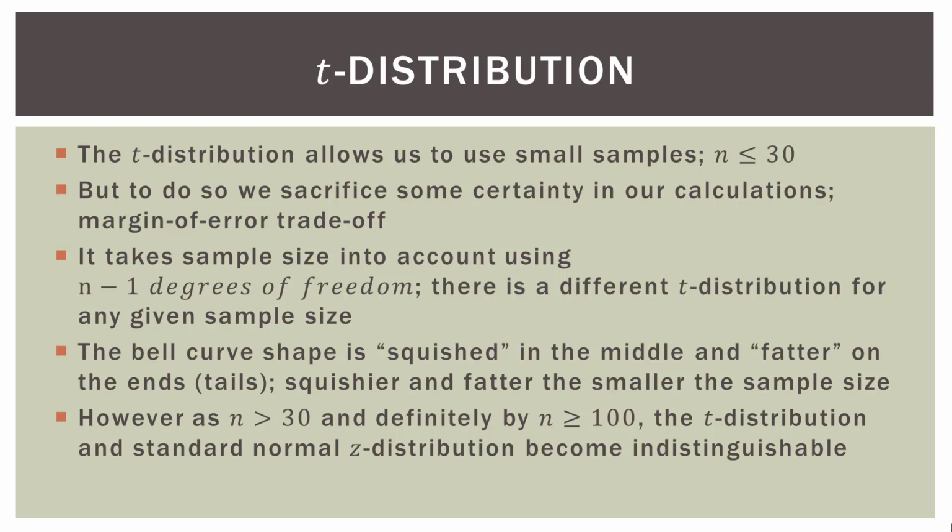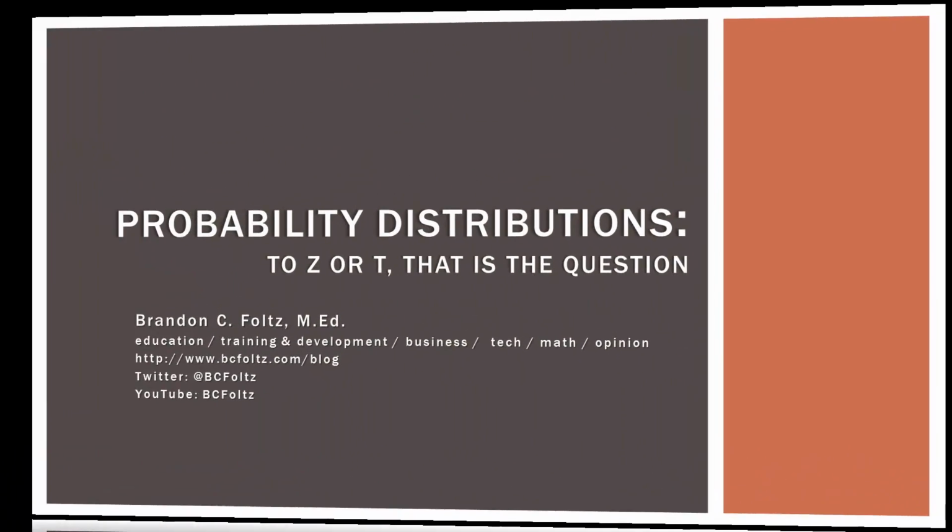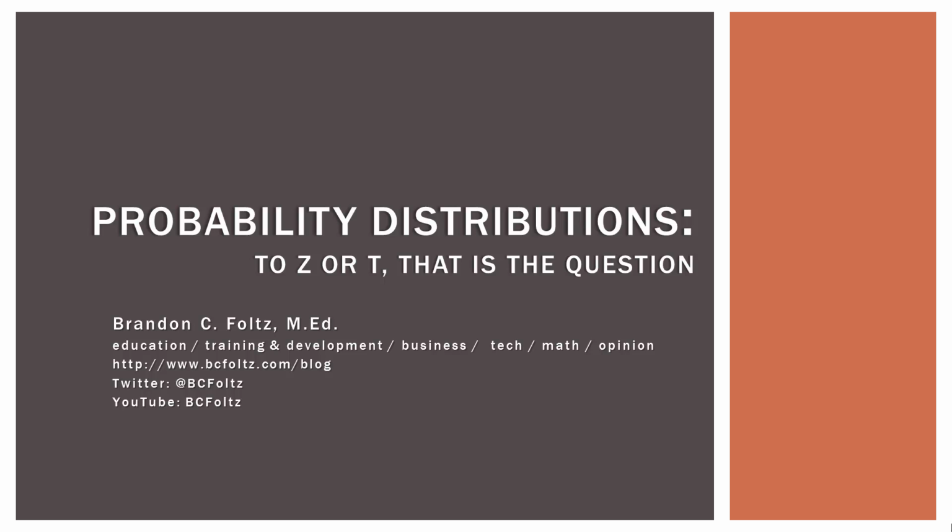Now, just a reminder, as the sample size crosses over the 30 threshold, and definitely by 100, the t-distribution and the standard normal z-distribution become indistinguishable. They converge. So the t-distribution is most useful at sample sizes below 30. Okay, well that wraps up our discussion on z or t. That is the question. And I just wanted you to understand the difference of why we have a z-distribution and a t-distribution, where each is used, how they relate to each other, and how they sort of come into play when you're looking at data.